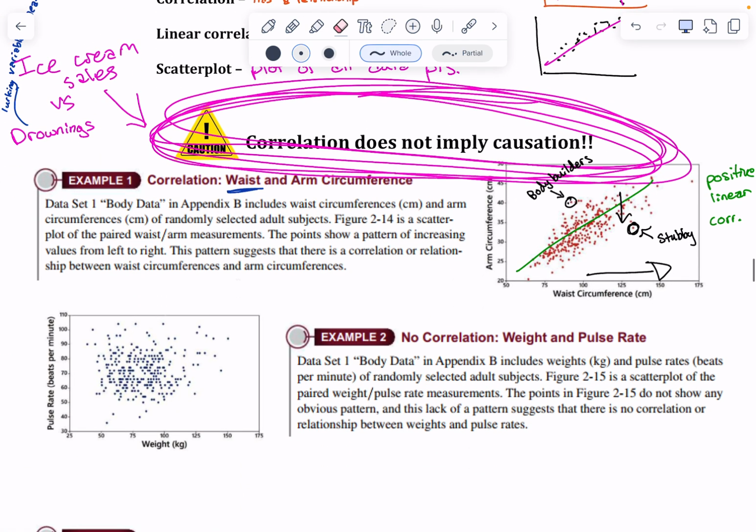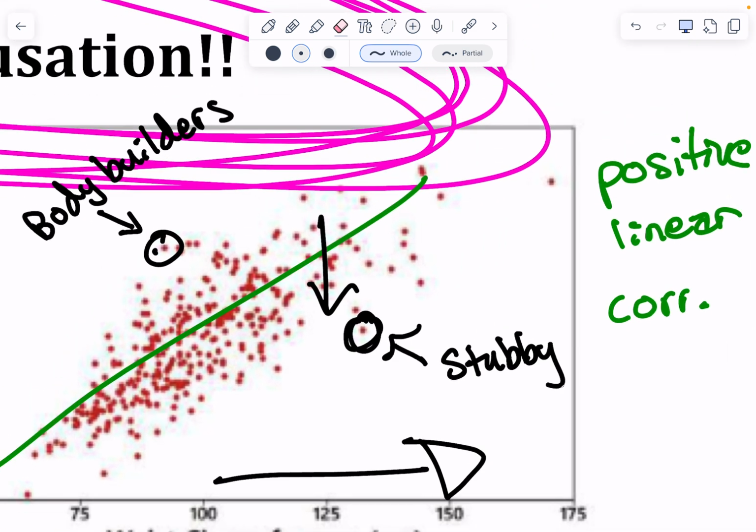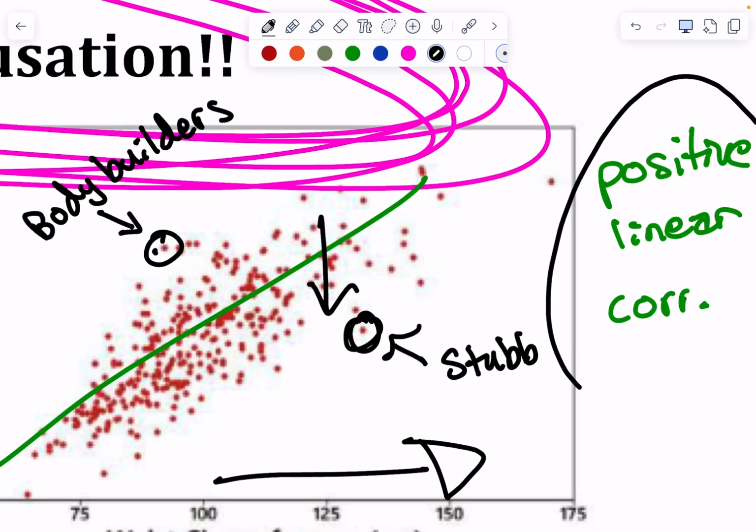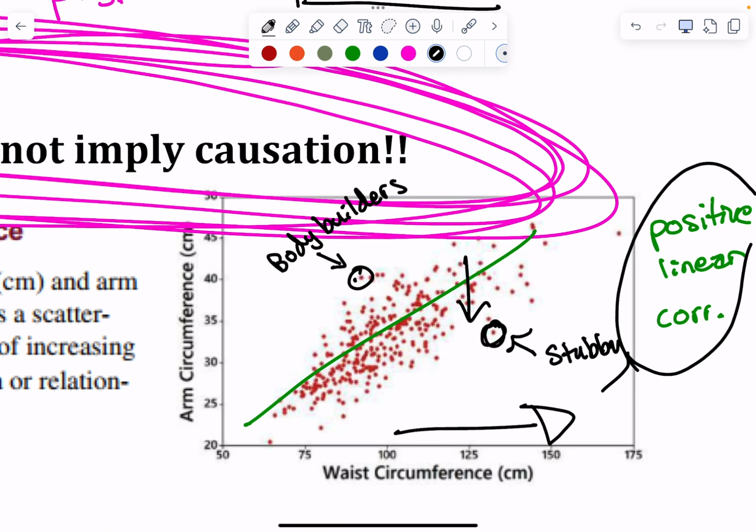Okay, so that is a positive linear correlation. Did you write that down off to the side over here? Positive linear correlation. Positive because why? It's trending uphill. Can we have a negative linear correlation? Yes, it would just go the other way, and we'll see that here in a second. But it's still correlated. Those two things are related to each other.